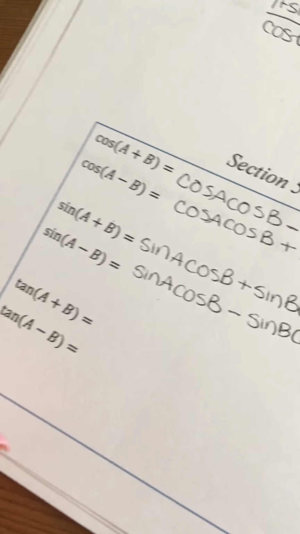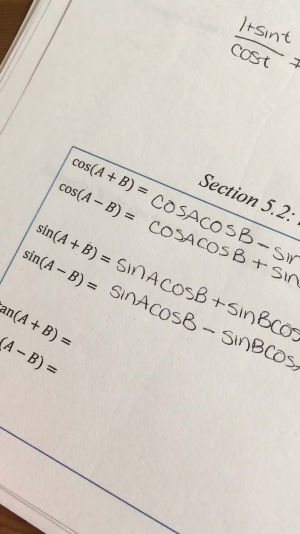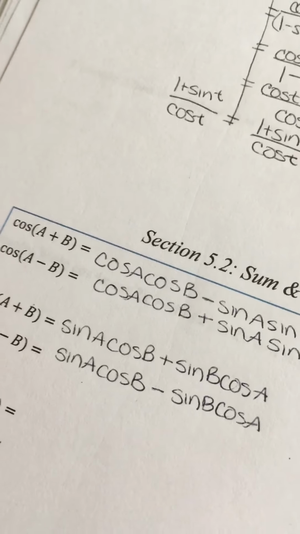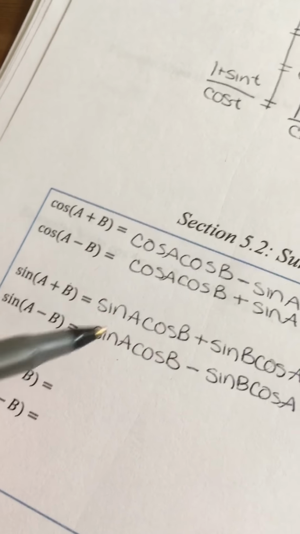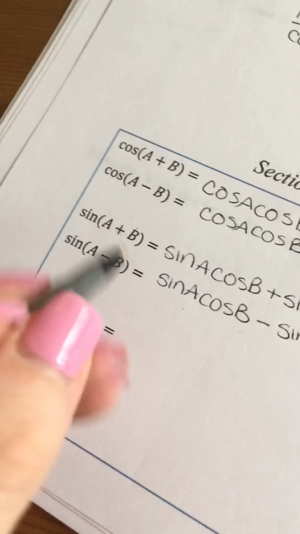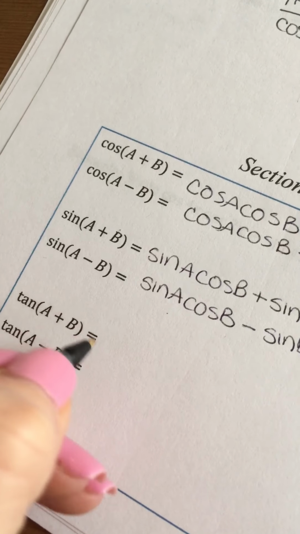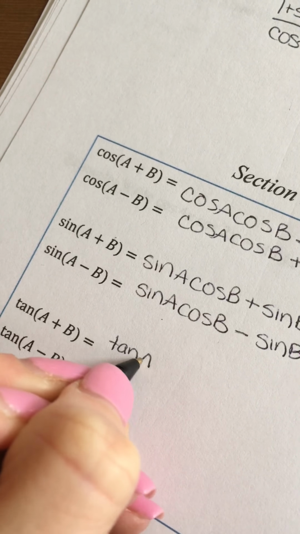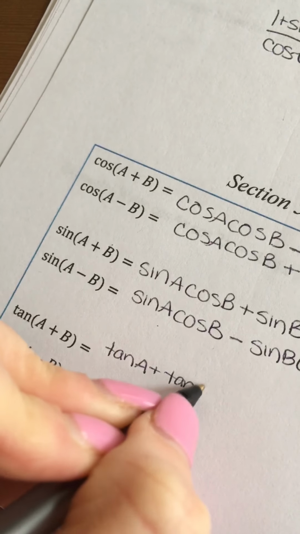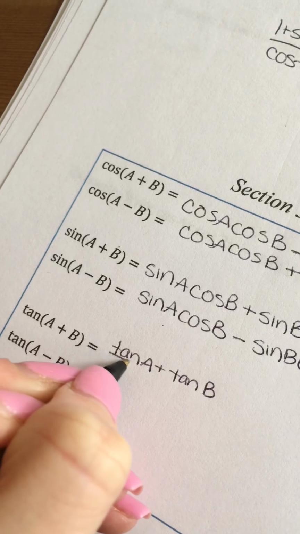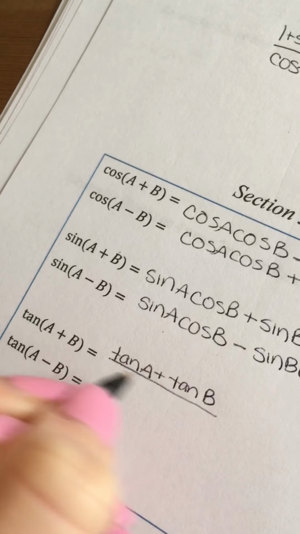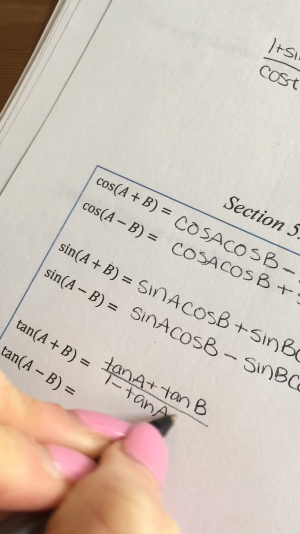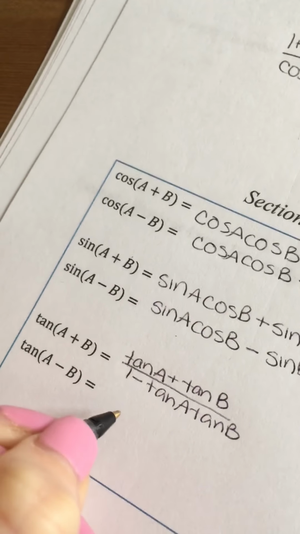And then lastly, tangent. Now we can get tangent and we can say sine over cosine. That's 100% correct. Not a big deal. Sometimes we'll do that because it's easier. But we do have tangent formulas as well. So this is going to look like this. We're going to say tangent of A plus tangent of B, over 1 minus tangent A, tangent B.